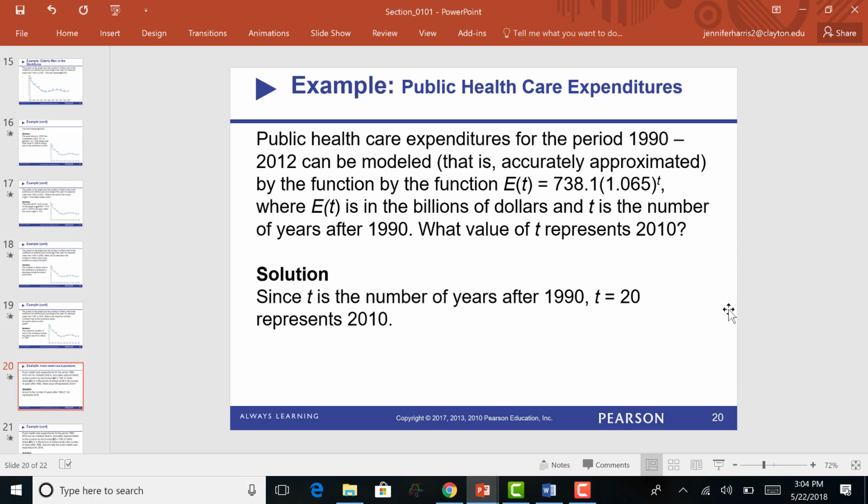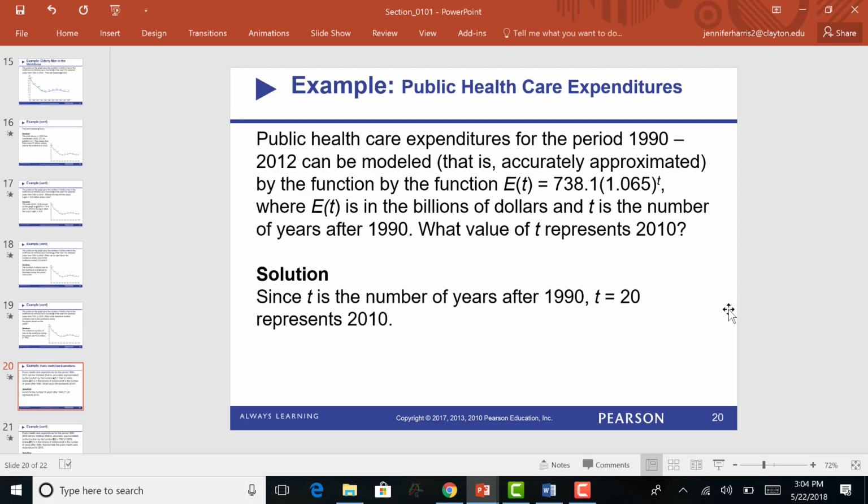So my question is to you, what variables are they letting represent the input and the output? What's input in this case? T. T is input. Years will always be input. What's the output? Billions. And in billions, what variable are they using for it again? E. E is for expenditures. That's just how much money we're spending on public health care.